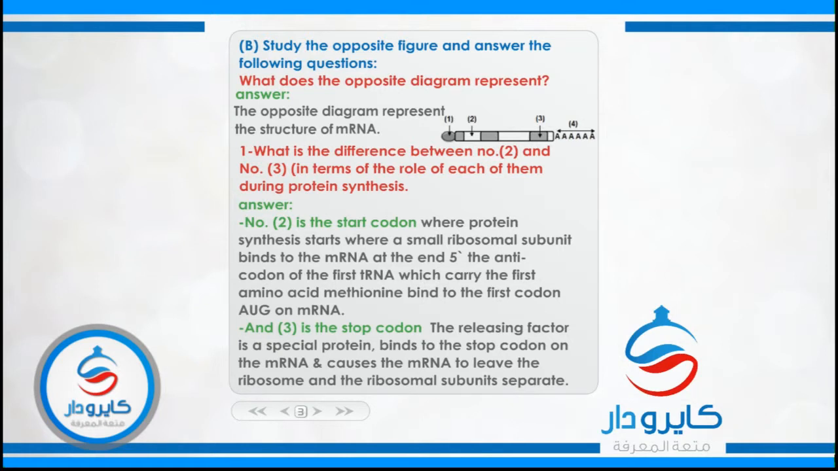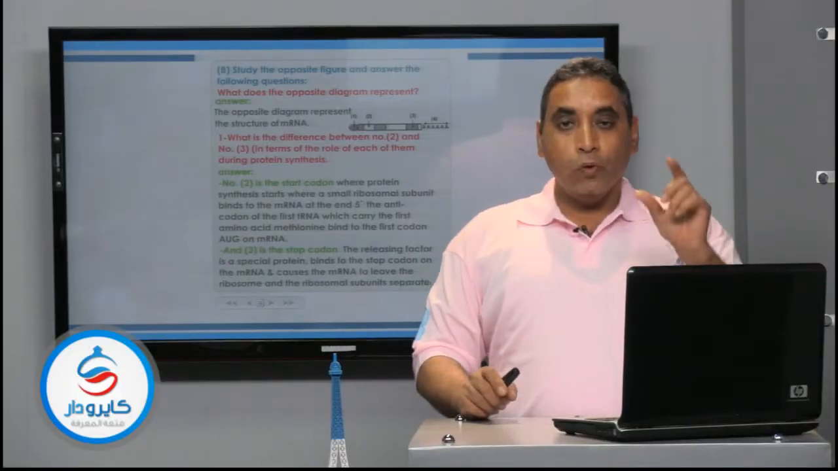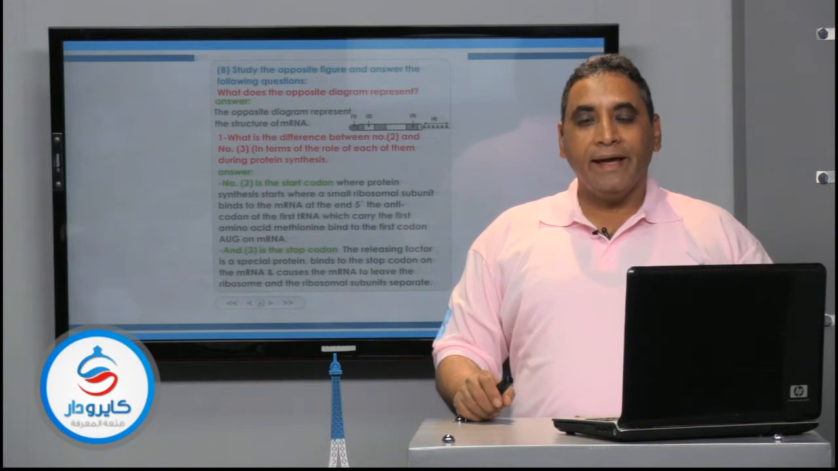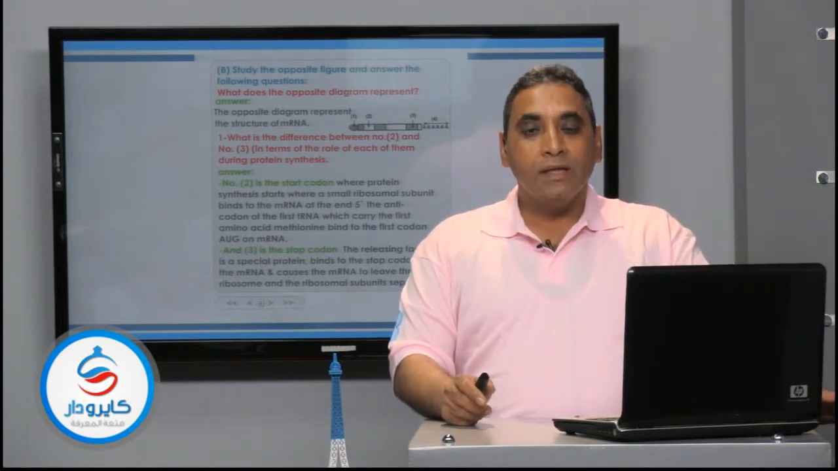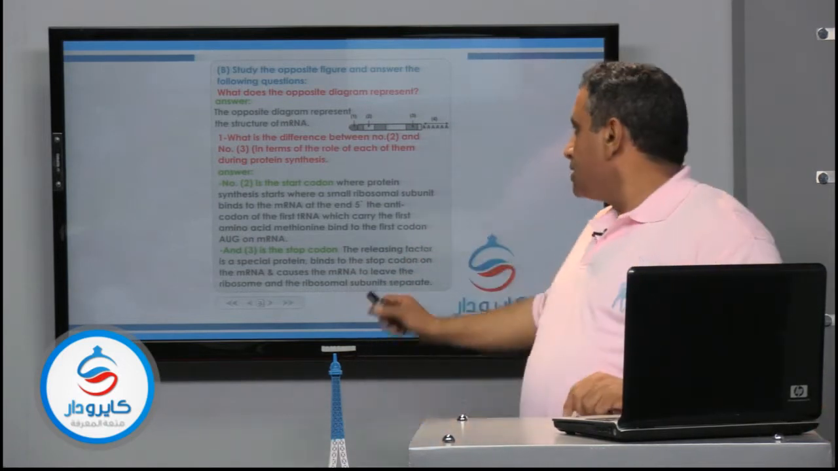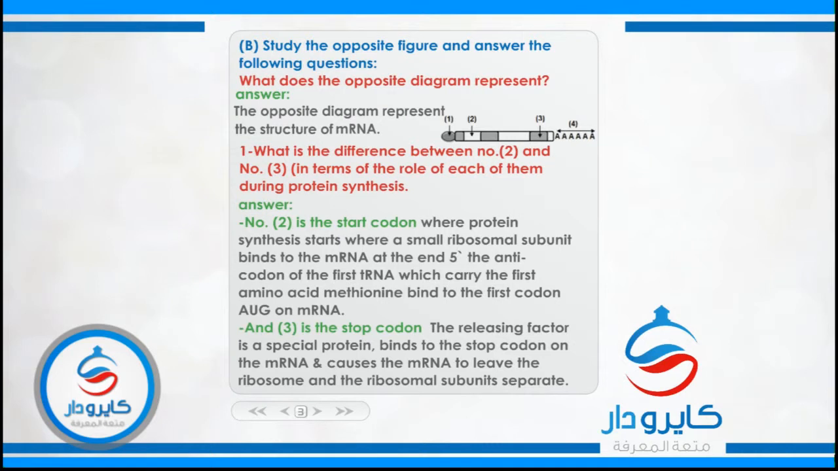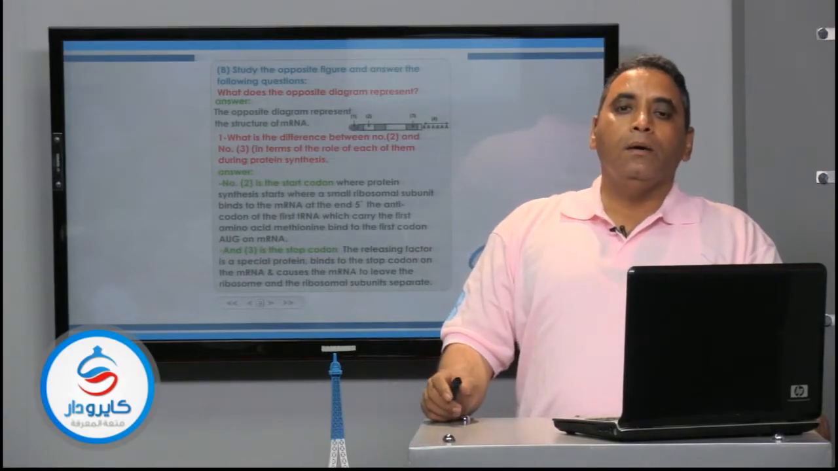What is the difference between number 2 and number 3 in terms of the role of each during protein synthesis? Number 2 is a start codon, where the small ribosomal subunit connects with the mRNA at the 5 prime end, and the presence of AUG, the first codon on the mRNA, represents the methionine amino acid. But the stop codon, represented by number 3, is UAG, UGA or UAA. On the stop codon there is a certain protein called the releasing factor, which causes termination of protein synthesis, separation of the two subunits of the ribosome, and release of the polypeptide chain at the end of protein synthesis.